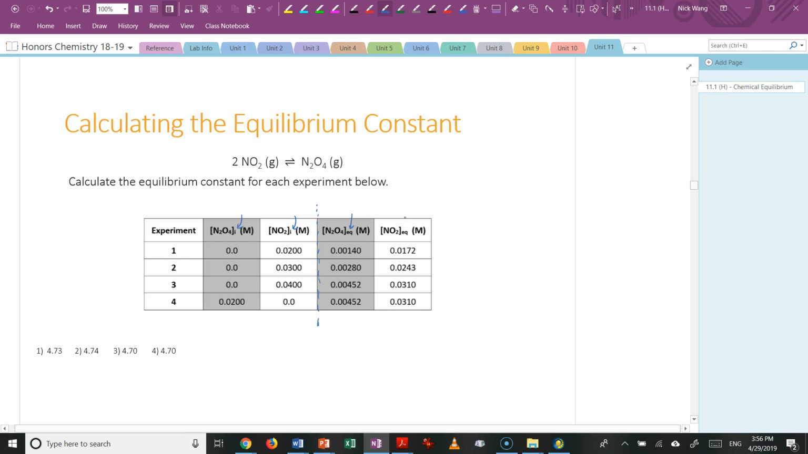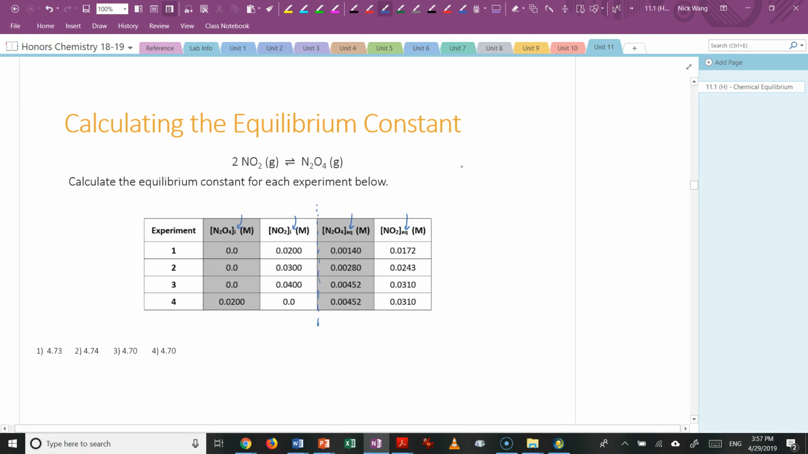This one right here is EQ, and this substance is at EQ. And you can probably imagine that means those are the concentrations of your substances at equilibrium. Whereas if you have a little I right here, that's basically short for initial. So these are the concentrations of your substances initially in the container. And then at equilibrium, those are the values that are provided for those 2 substances. And so the question is asking you to calculate the equilibrium constant for each experiment below. All right, let's see what that's going to look like.